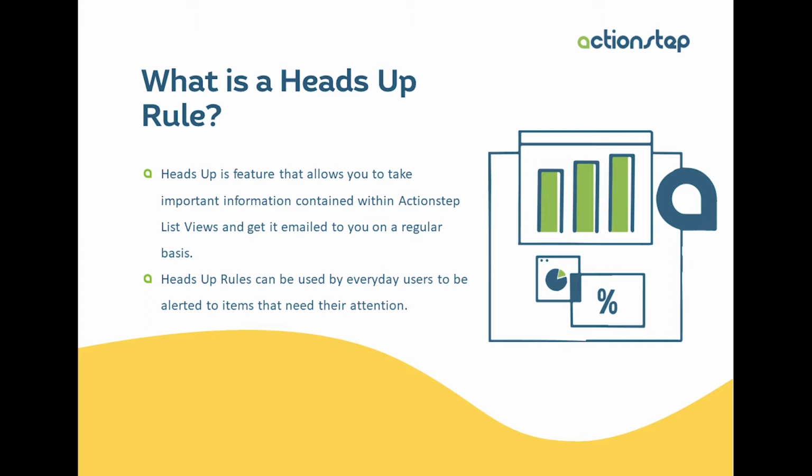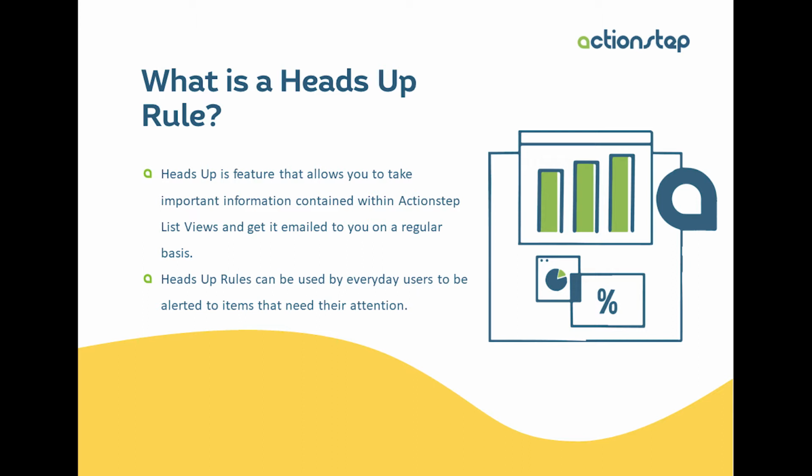Heads Up is an amazing feature in ActionStep that allows you to select certain information within a list view and set up an automated email chain for the desired information. This can be emailed on a daily, weekly, and monthly basis. It is a great way to stay up to date with any upcoming events, for example, a court hearing.